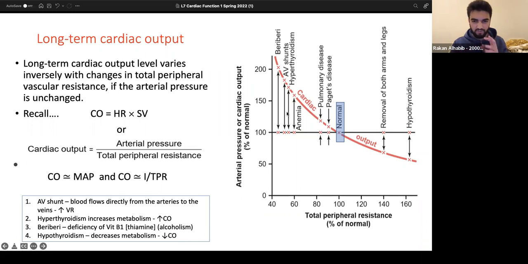Don't focus on beriberi. You didn't take the specifics of the disease, so don't worry about it. Again, AV shunts: we said AV shunts are the shunts that go from the artery to the vein directly. So if they go from the artery to the vein, there's more fluid going to the venous system, and therefore there's more venous return basically.